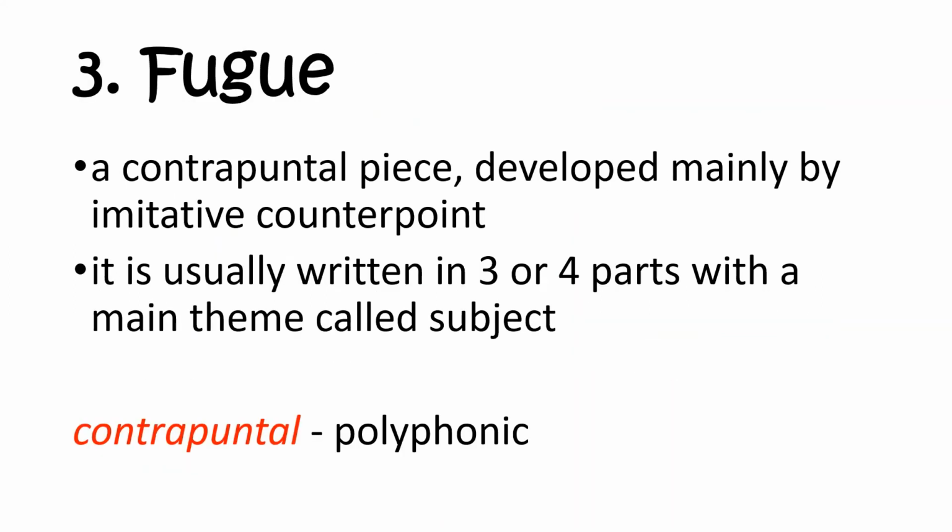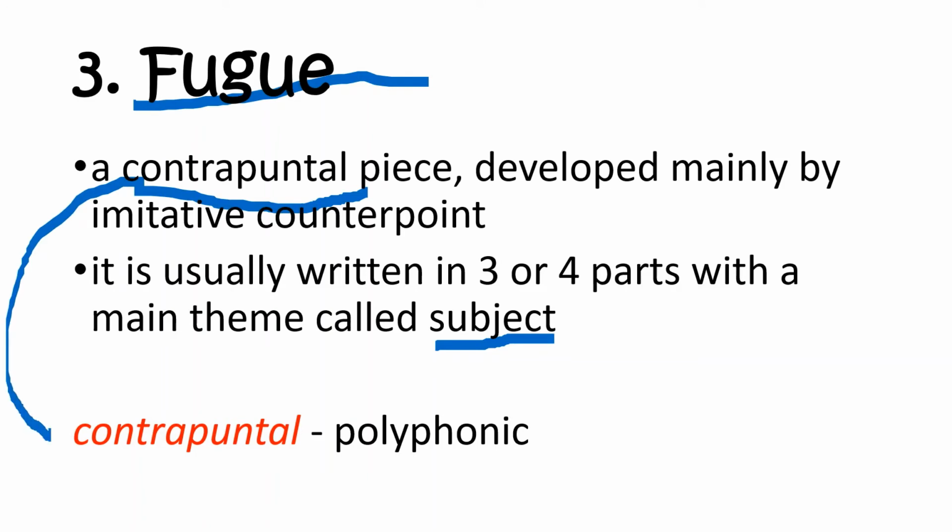The third one is called fugue. It is a contrapuntal piece developed mainly by imitative counterpoint. It is usually written in 3 or 4 parts with a main theme called subject. So when we say contrapuntal, it means polyphony.